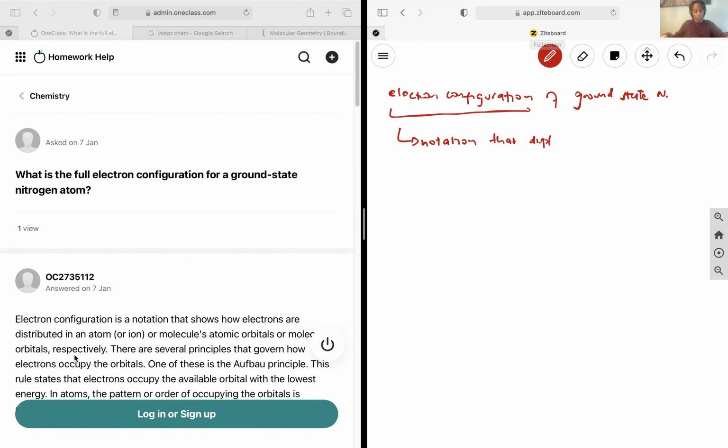Okay, so we need to understand what the electron configuration really displays, and it is notation that displays an atom's, so it displays an atom/ions/molecules' electron distribution in atomic or molecular orbitals.